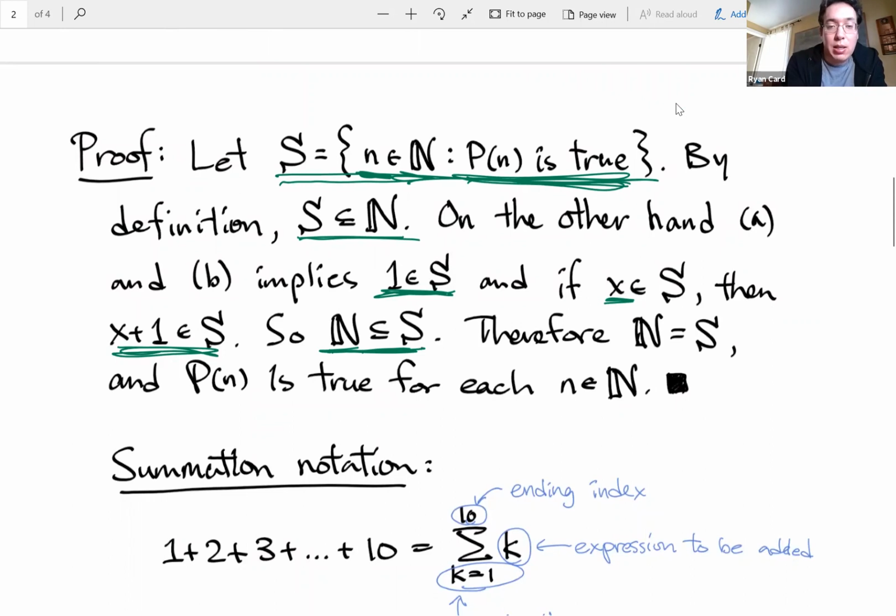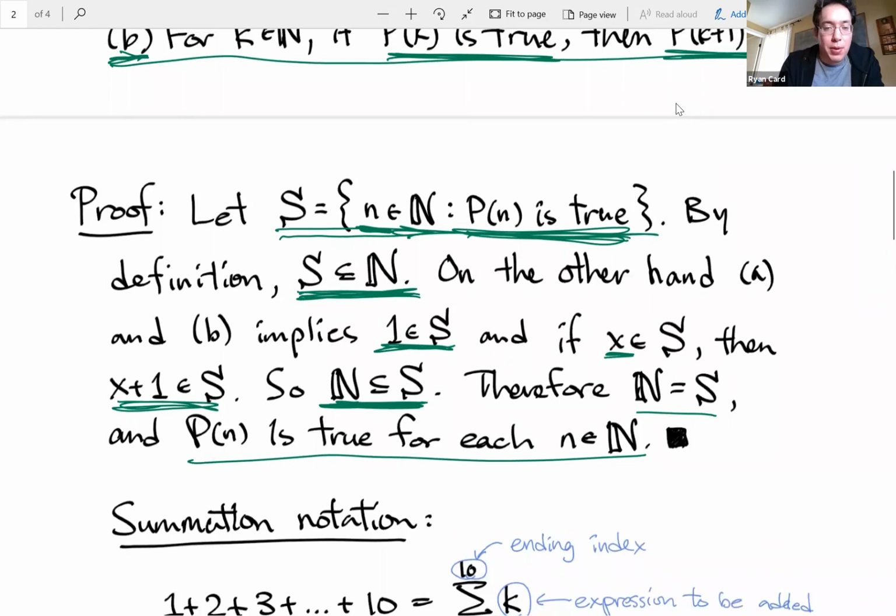But S is a subset of natural numbers, and N is a subset of the set S, so they have to be equal to each other. So therefore, the set of natural numbers is equal to the set S. So that means that P(n) is true for all natural numbers. I hope that made sense.